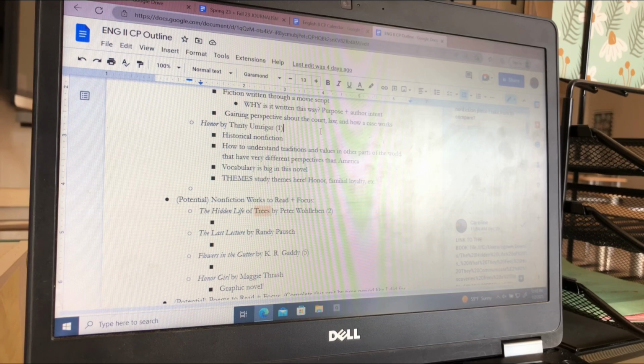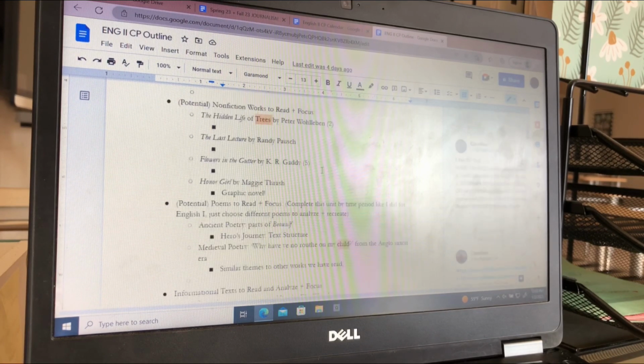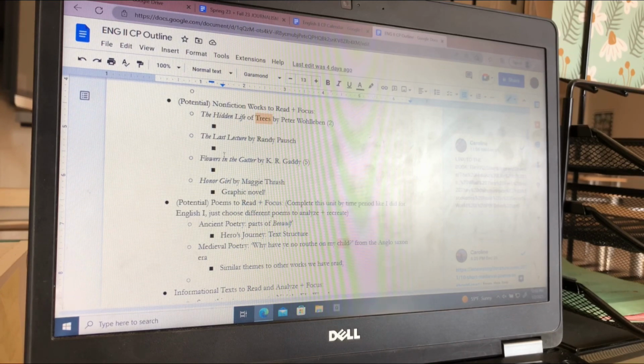Honor by Thierry Cruvellier was the last fiction work that I hypothetically wanted to read. It is a historical nonfiction, and the book is super awesome. If you haven't read it, I would totally read it. There were lots of themes here, lots of different vocabulary, so I think I'm going to read this one first with my students. And then I went to nonfiction, and obviously did not finish the purpose behind each book.